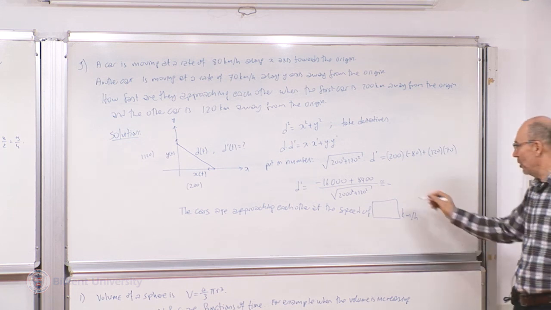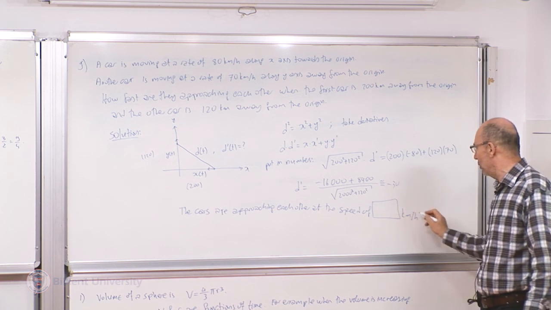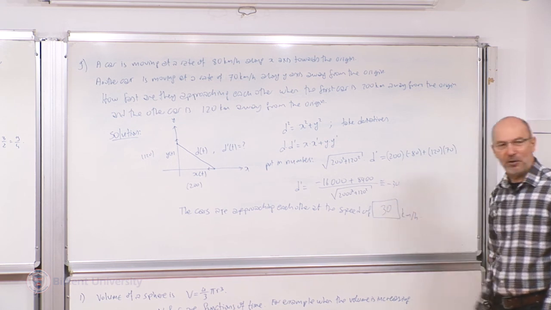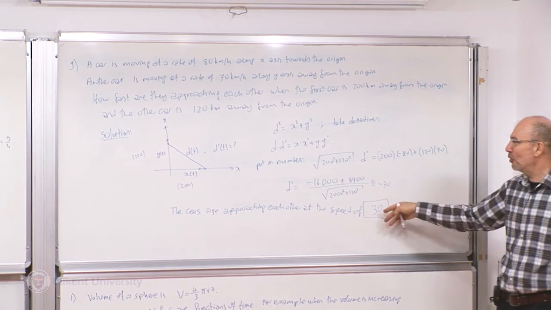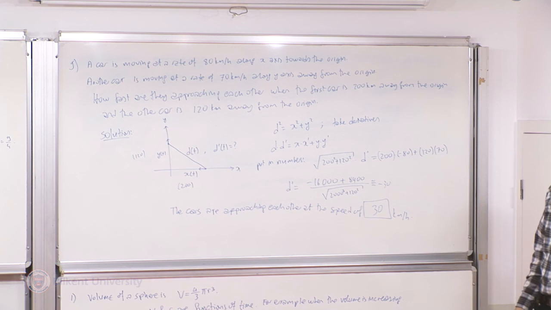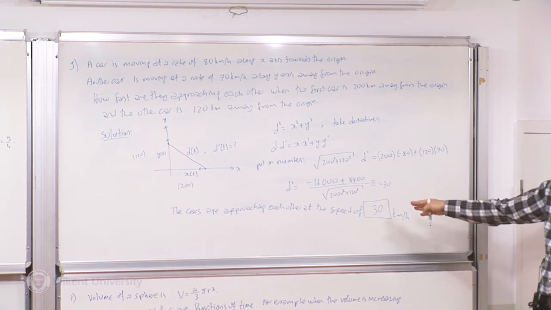30. So this is approximately 30 kilometers per hour. Okay, thank you. It makes sense here because the difference between the speeds is small. So you don't expect this thing to be suddenly 1,000.